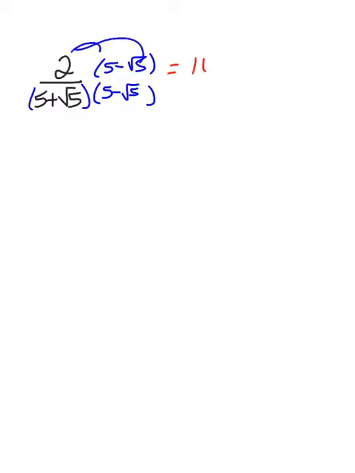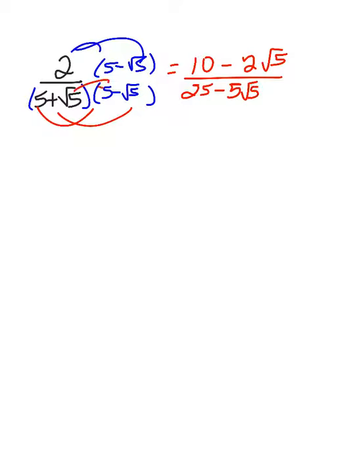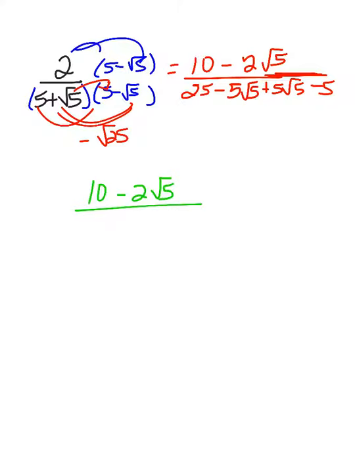So I have 10 minus 2 the square root of 5 over, so we double distribute, 5 times 5 is 25. 5 times negative the square root of 5 is negative 5 the square root of 5. The square root of 5 times 5 is 5 the square root of 5. And the square root of 5 times negative the square root of 5 is negative the square root of 25, which is just going to be minus 5. All right, so I have 10 minus 2 the square root of 5 over, those cancel, and I have 25 minus 5, which is 20.